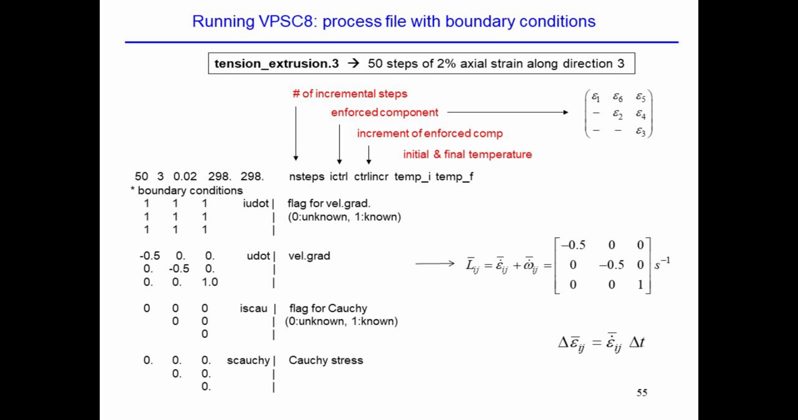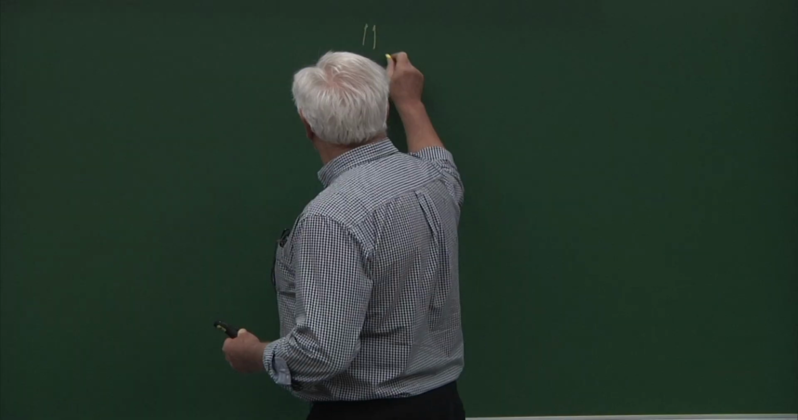So what we are going to be doing here is we are saying, okay, we are going to make 50 incremental steps applying this strain rate. We are going to make 50 incremental steps. We are going to be imposing the component 3. The component 3 is, in Voigt notation, the component sigma 33, as I showed yesterday.